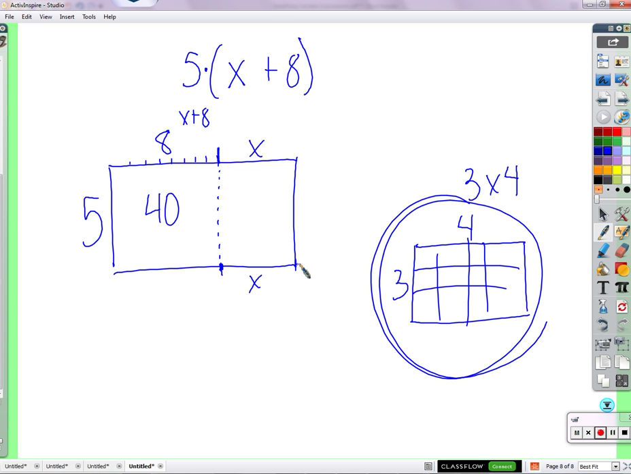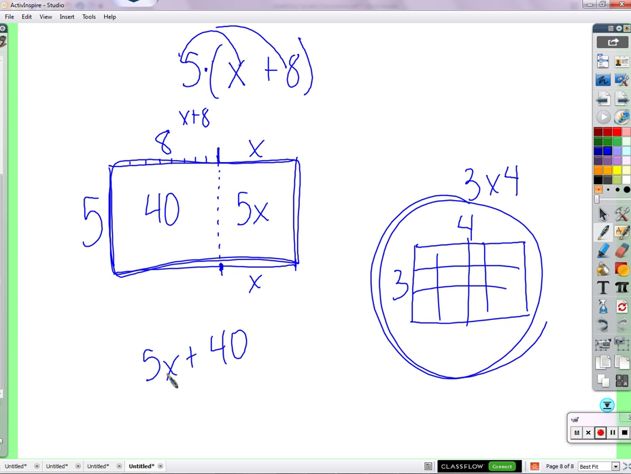And how long is this? 5. And this is x. So what's base times height? 5 times x, 5x. Is 40 here? How many squares fit here? 40. How many squares fit here? 5x of them. I don't know what number that is. How many altogether in the whole rectangle? 5x plus 40. I only write it in that order because it looks like I distributed this 5: 5 times x, 5 times 8. We can see the distributive property in the area of this rectangle.